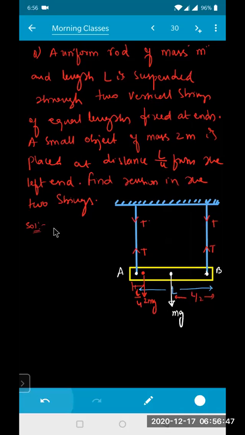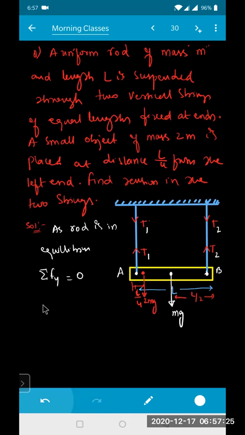As the rod is in equilibrium, what is the condition? The sum of all the forces along the y axis must be equal to 0, because there are only vertical forces, no horizontal forces. What forces are there? Tension in the upward direction. Since these are two different strings, I take T1 and T2. This one is T1 and this one is T2. These T1 and T2 are acting in the upward direction.